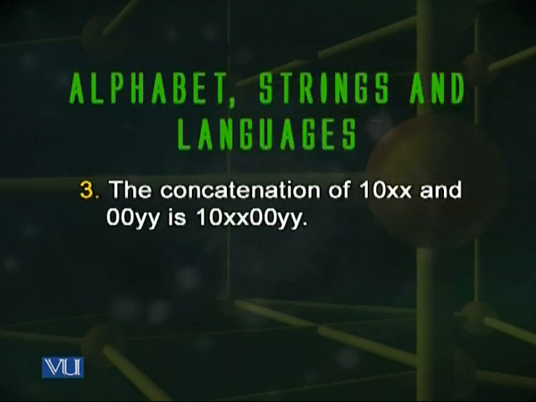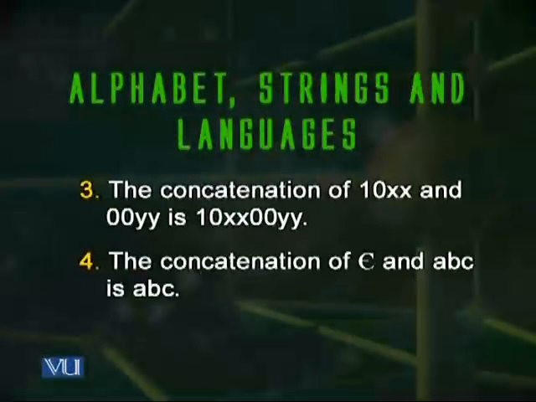Let us look at another example. What would be the concatenation of 10xx and 00yy? Well, it's simply 10xx00yy. So, you can see that concatenation is an extremely simple concept. What you do is you take the first string and write the second string after it, and what you have is the concatenation of two strings. It's a very simple concept, but we would like to define it properly. The concatenation of the empty string with the string ABC is just the string ABC.